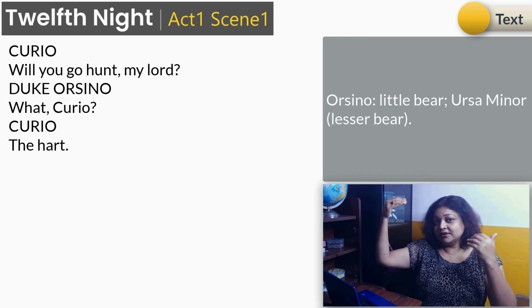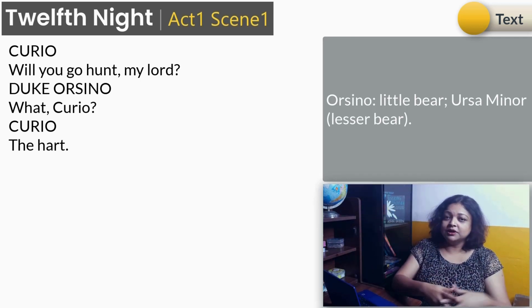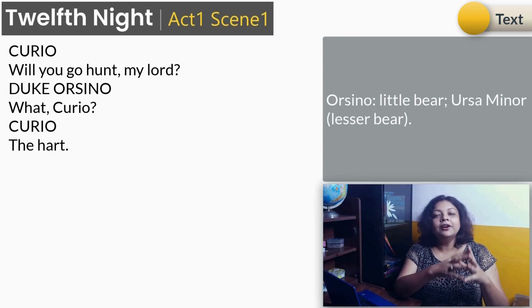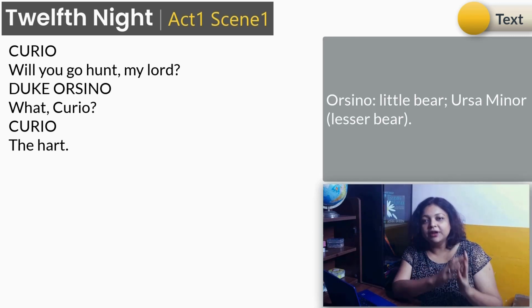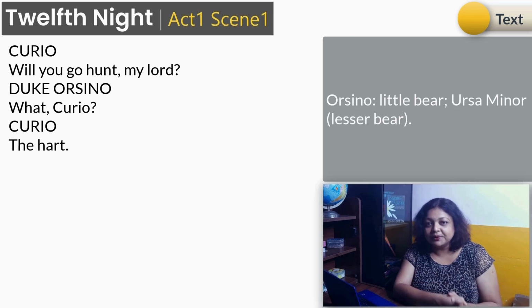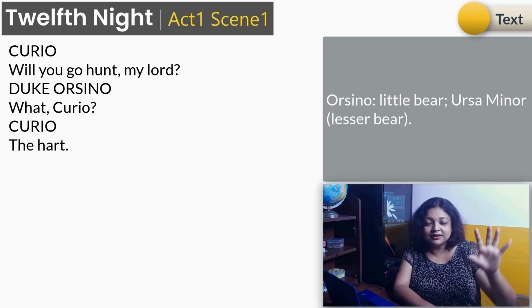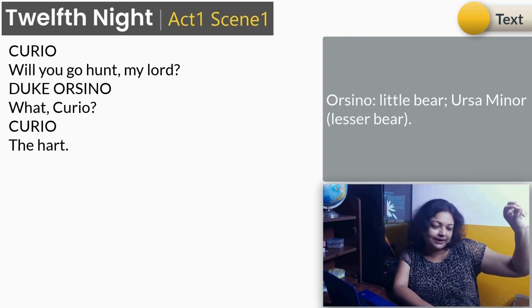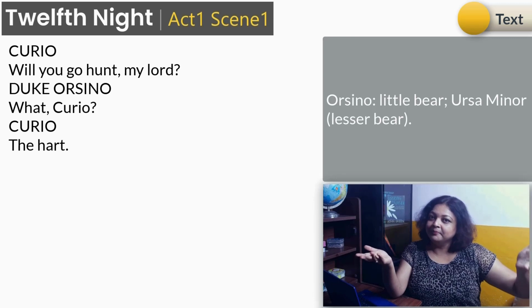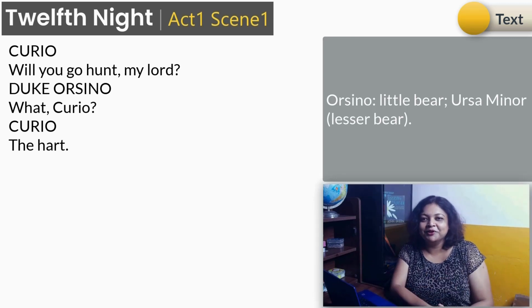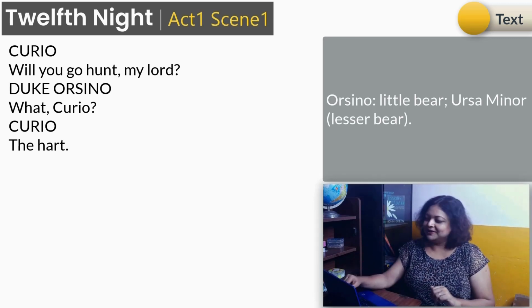And that constellation I was talking about, Ursa Minor, guided the mariners when there were no compasses, because it had the pole star as an extension of it. Therefore, Orsino is the little bear in Viola's life, perhaps. Anyway, let's come back to the scene first.